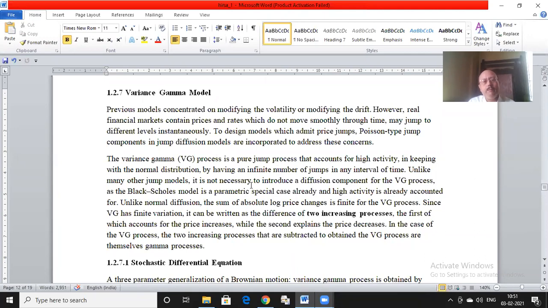Formally, the variance gamma process is a pure jump process that accounts for high activity. High activity means it can have an infinite number of jumps in any finite time interval. So things can happen very frequently, very fast. And this is in keeping with the normal distribution. If you understand the spirit of the normal distribution, there also we see that there might be many changes in any finite interval of time. Only now the nature of the change is different.